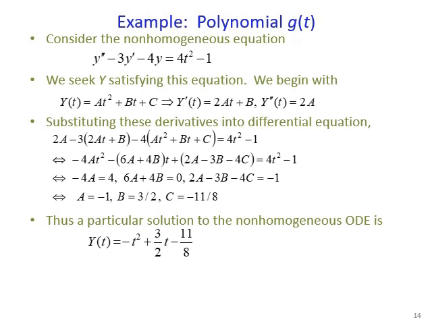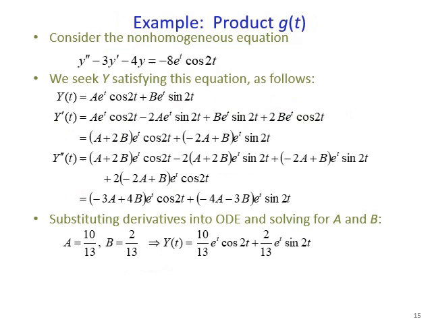Another form of the non-homogeneous right-hand side is a polynomial. For a polynomial, we assume at squared plus bt plus c. We take the first derivative, the second derivative, and then substitute as we learned here. Then we simplify and get the constants a, b, c. Then we have a particular solution.